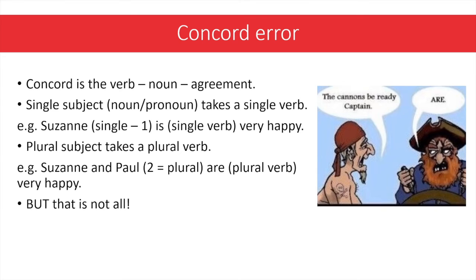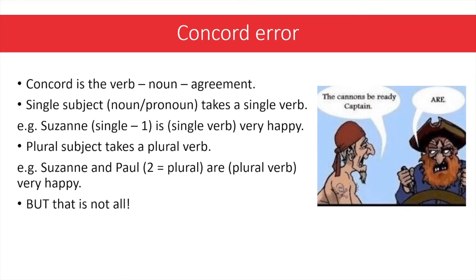So let's lay out all the rules that you need to look at before you are able to identify this error. Now, just have a look there on my screen. At the example, I said Suzanne, one person, is one singular verb, very happy. So Suzanne is very happy. We can't say Suzanne are very happy. Right. But it changes when we have a plural subject.